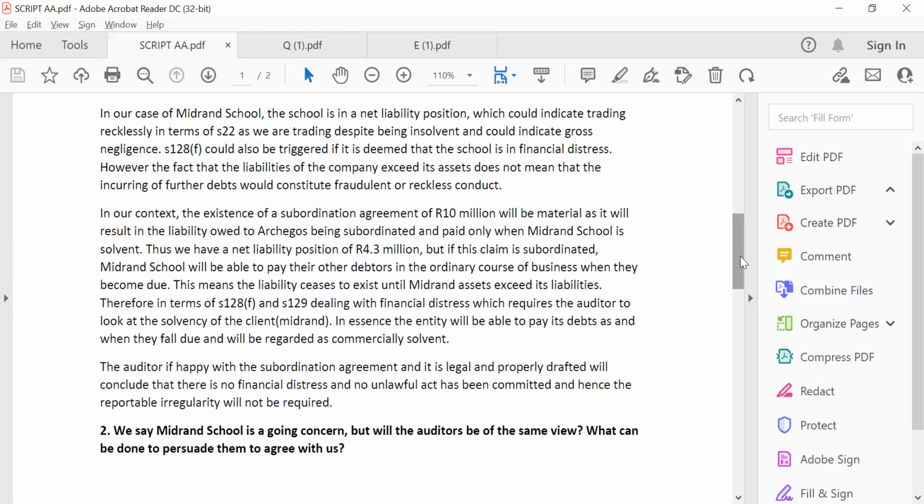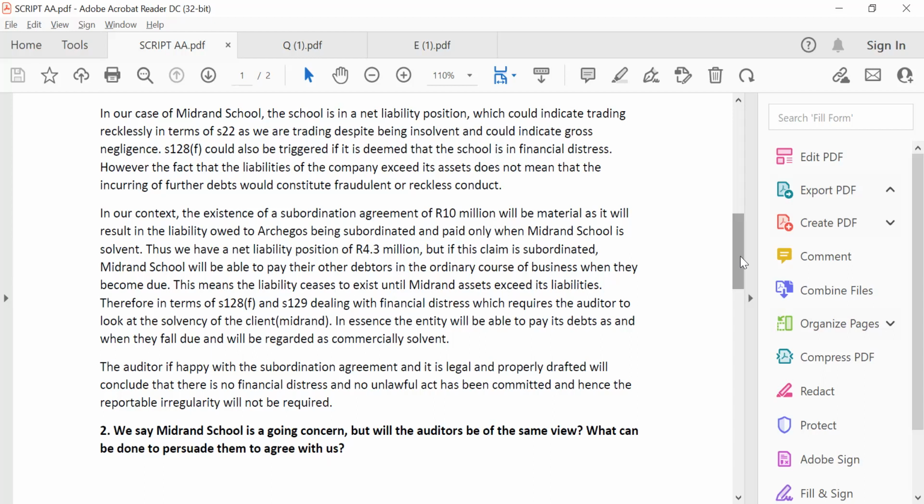Therefore, in terms of Section 128 and 129, dealing with financial distress, which requires the auditor to look at the solvency of the client, in essence, the entity will be able to pay its debt. It means that the entity will be regarded as commercially solvent. So the candidate identifies that there is no breach of Section 128. Why? Because the entity, even though it's factually insolvent, even though its liabilities exceed its assets, is commercially solvent because the Achegos loan will take a step back, and it means that the entity will be able to pay its creditors as and when they fall due.